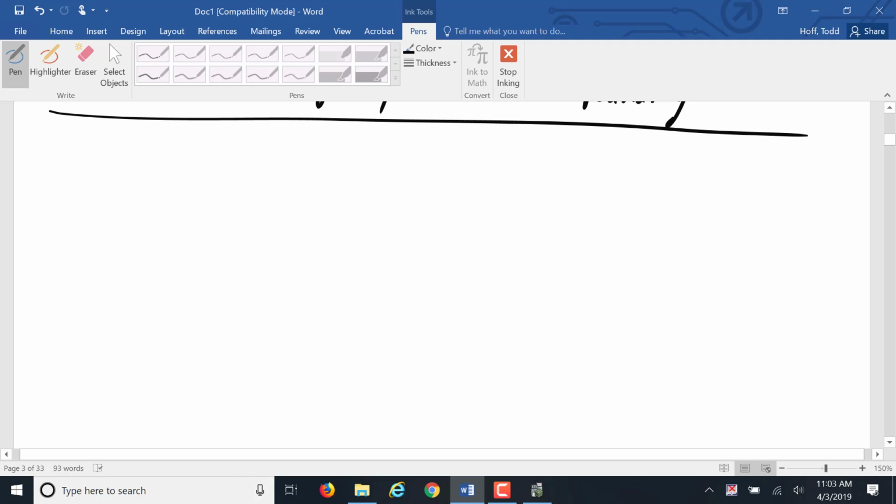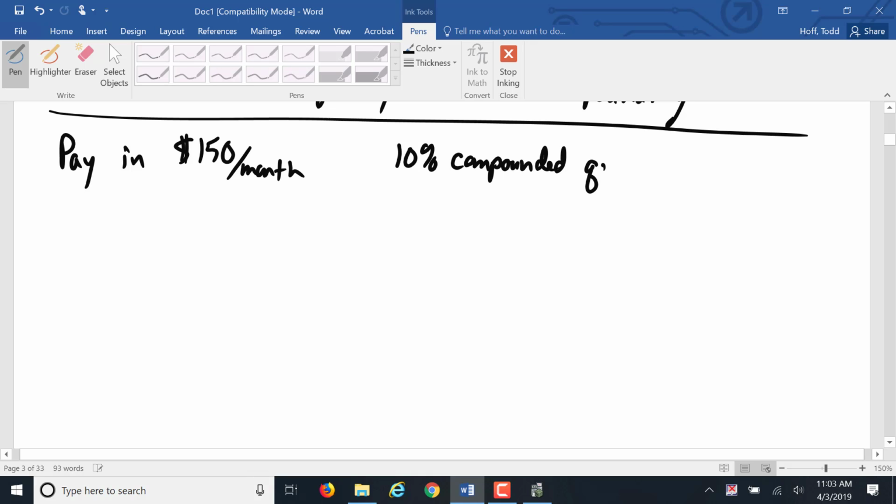So let's say, and we're just going to do some generics here, let's say we're going to pay in $150 a month to an annuity that is 10% compounded quarterly, for 20 years.